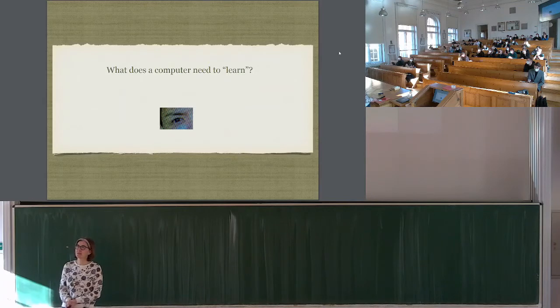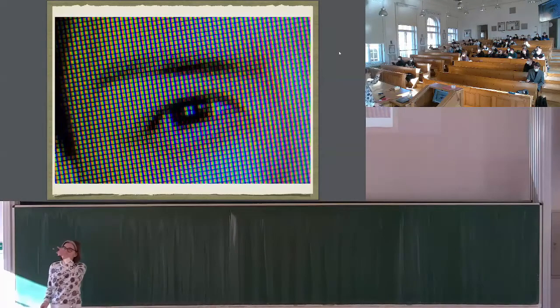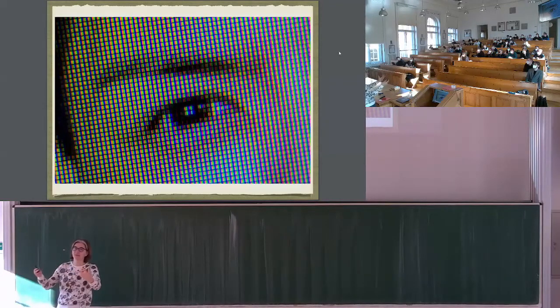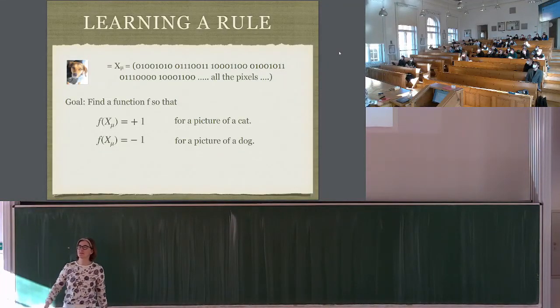If you have an image, what does it mean for a computer to learn to recognize an image? Because the way a computer stores an image is these pixels, right? Every single little square in that image has an 8-bit intensity of each of the 3 colors. So a picture for a computer is this long sequence of zeros and ones, and that's X, that's the picture. Mu is the index of the picture.